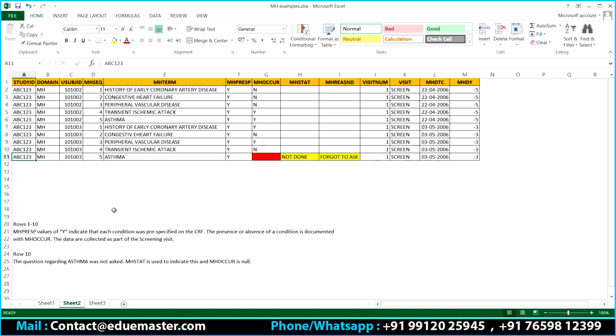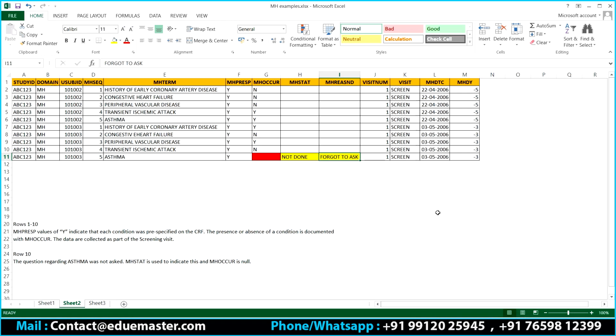But for this particular guy, related to the asthma, all the details are not collected. It is not collected properly. That's the reason you can see that the MH stat, the status is not done. If it is done, we don't mention it as explicitly done. Only when it is not done, we will enter the status as not done. And then the moment it is not done, we need to mention what is the reason. The person who is taking care of the screening has not asked this information, forgot to ask.